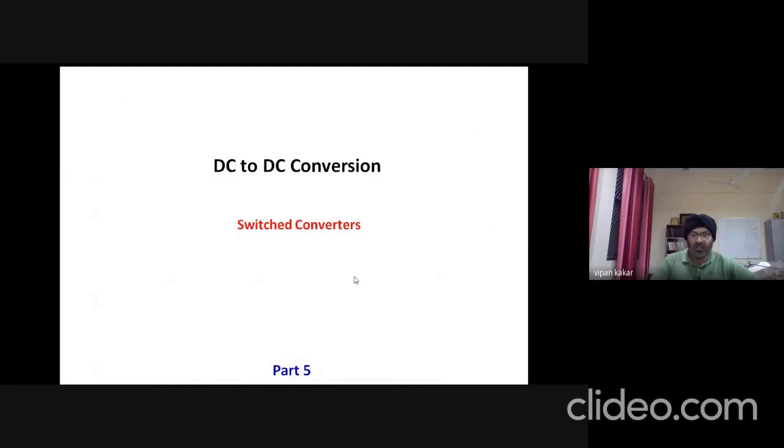So this is the jewel of power electronics, the DC to DC converter, used everywhere in the world, in all the devices, all the applications. We'll be going through the details of these switched converters in the next lecture.